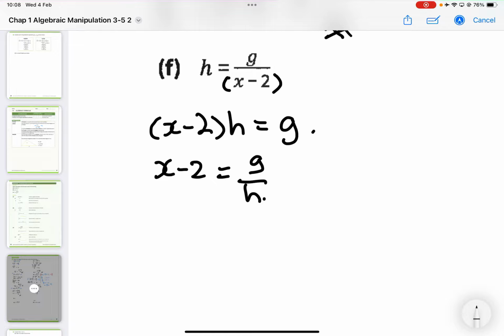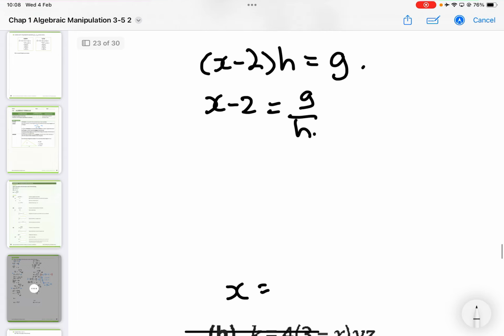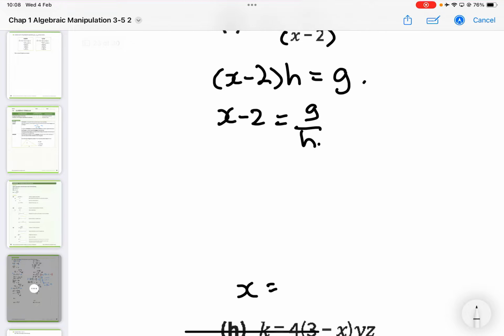Amani, what's the next step? Move the negative 2. I cannot hear you. Remove the negative 2. Very good. Okay, so remove the negative 2. My negative 2 go the other side, become plus 2. Answer.